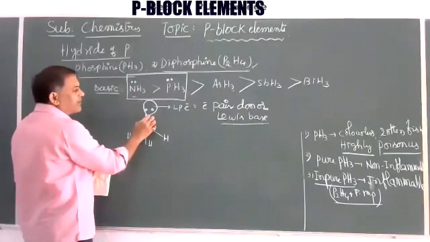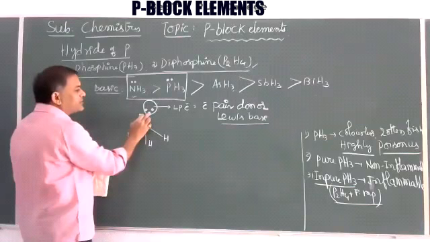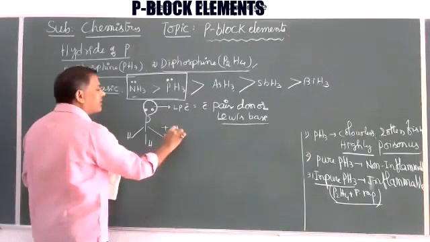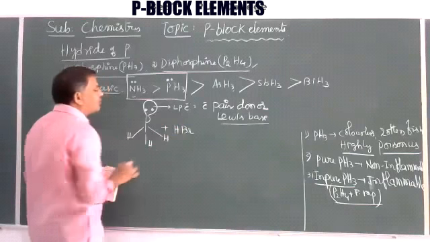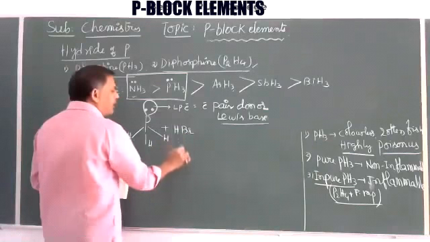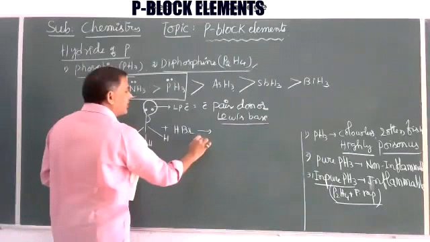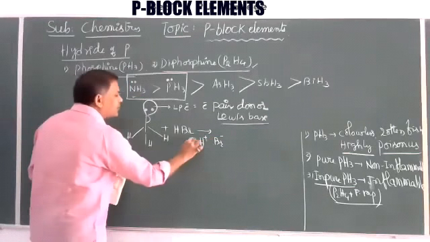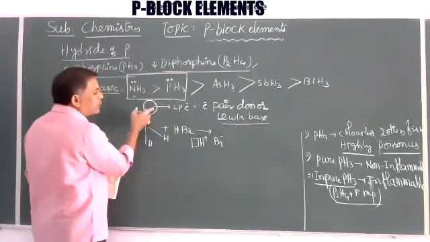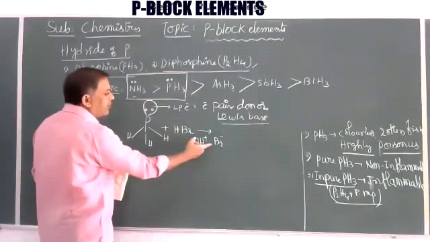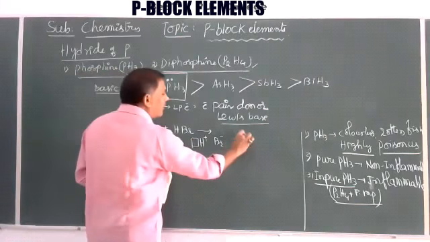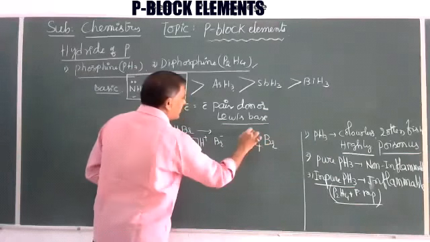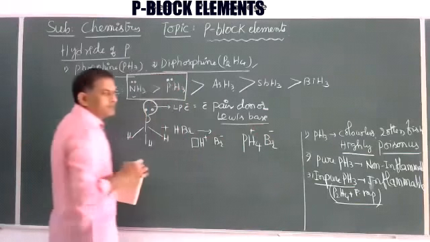Now in phosphine, due to the presence of this lone pair ready to donate, it reacts with hydrogen bromide, HBr. Hydrogen bromide forms H plus and Br minus. Here H plus contains a vacant orbital. The lone pair of electrons is donated to this. It forms one coordinate covalent bond, giving PH4 plus Br minus. This is the plus and minus.